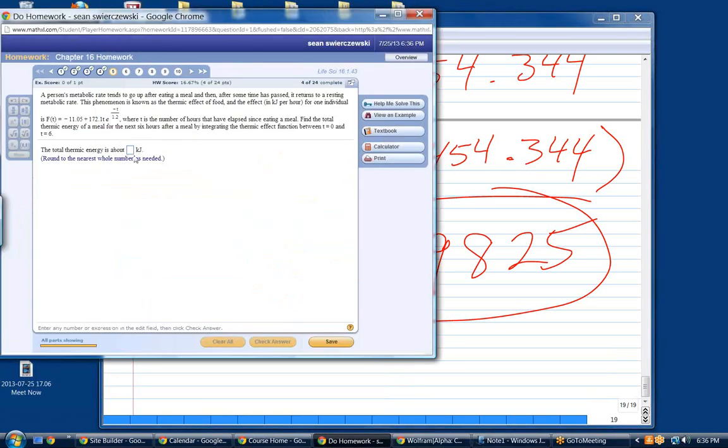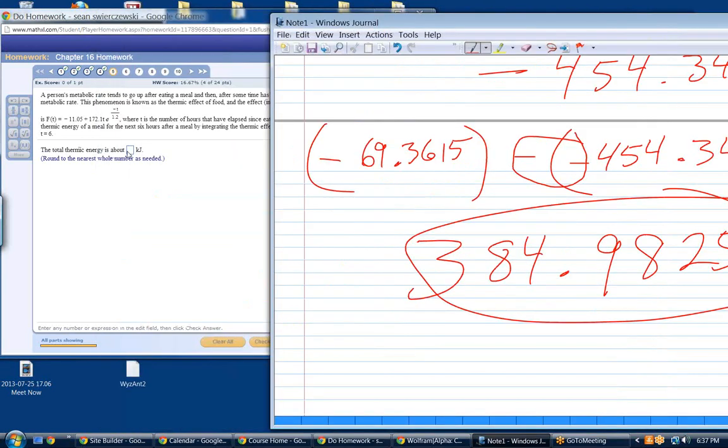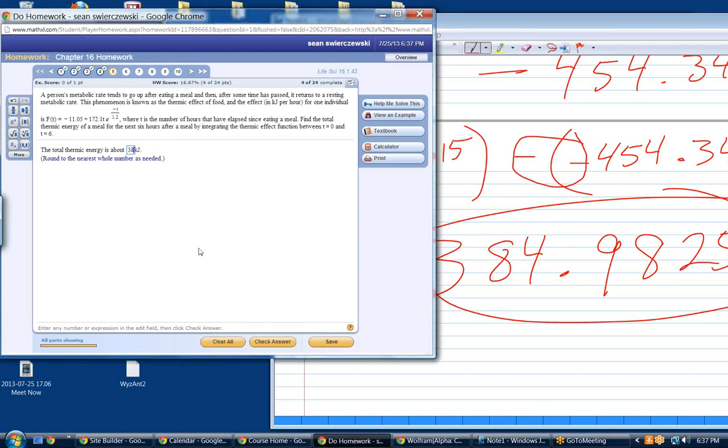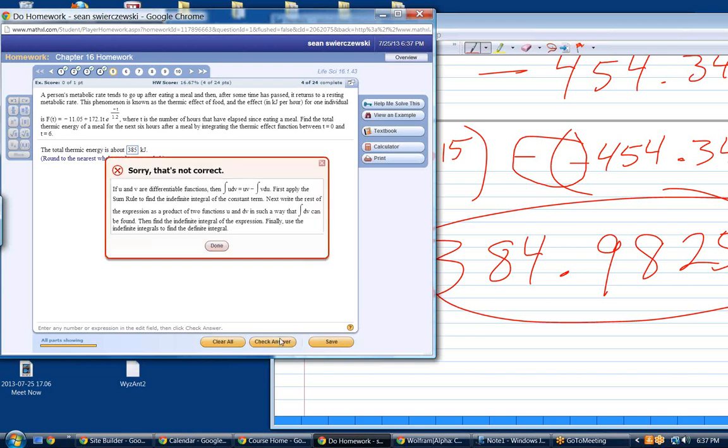And let's make sure that everything's in kJ here. kJ per hour. All right, let's go for it. I don't know. I don't even want to begin to think. Round to the nearest whole number, 385. Right? Maybe it's just off. Try like 386.